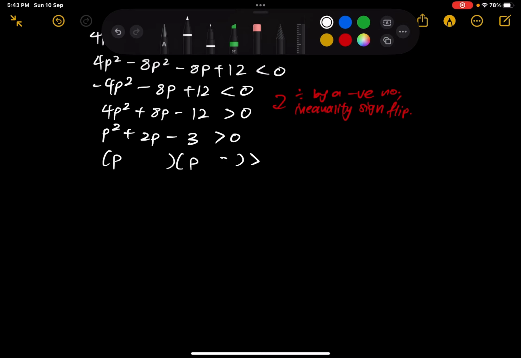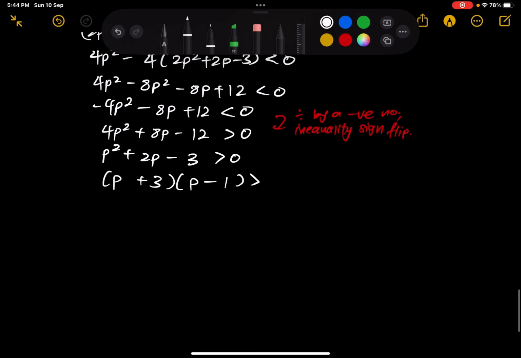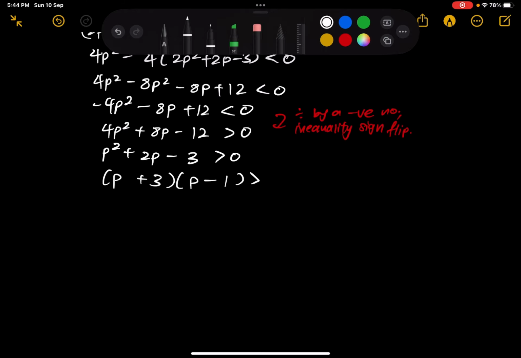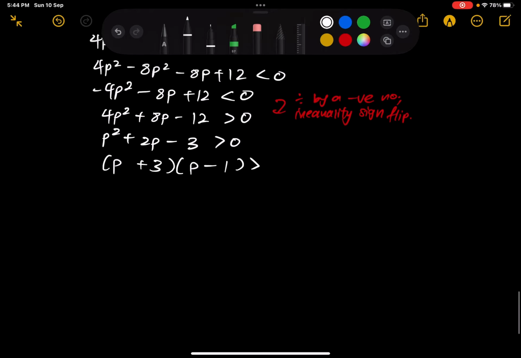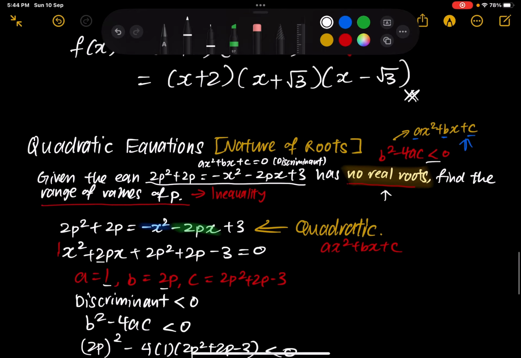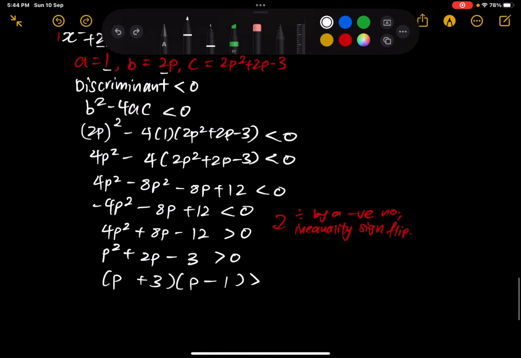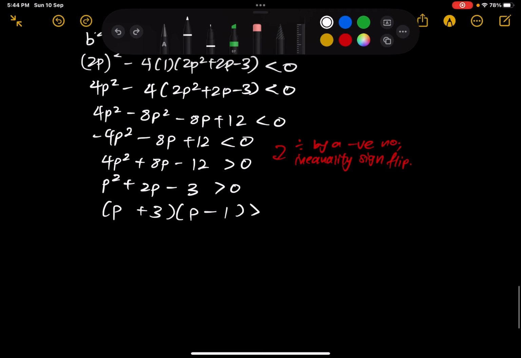So it's 3 and 1. Actually, I'll bring this over, easier for me. 3, this should be a plus, this should be a minus. So what do I do next? Because they want me to find the range of values of p, that means I have to draw my graph.